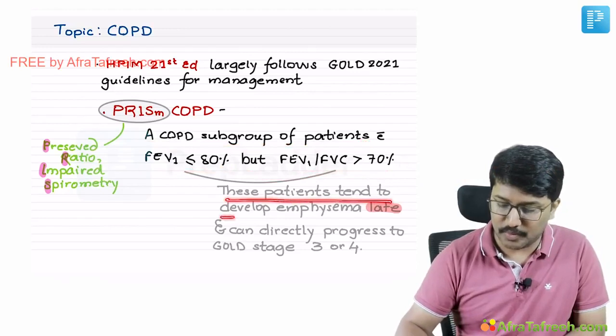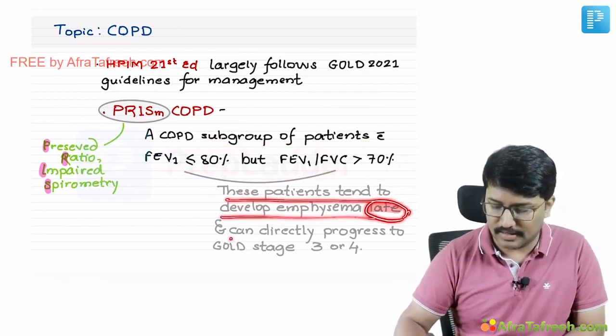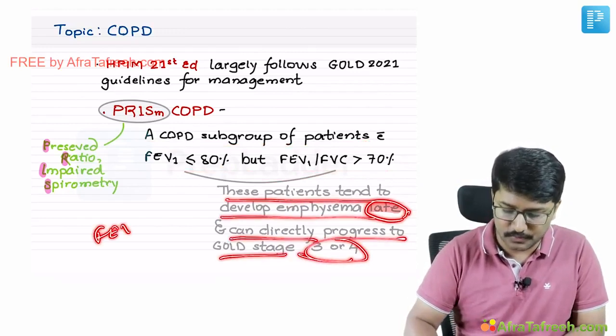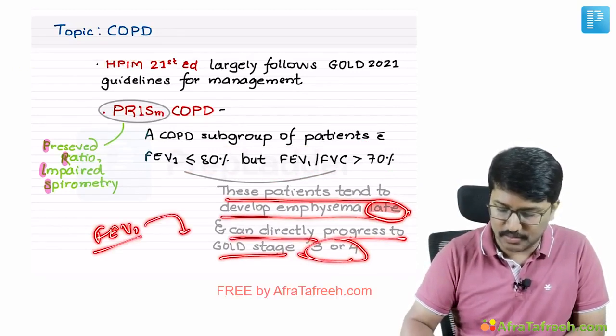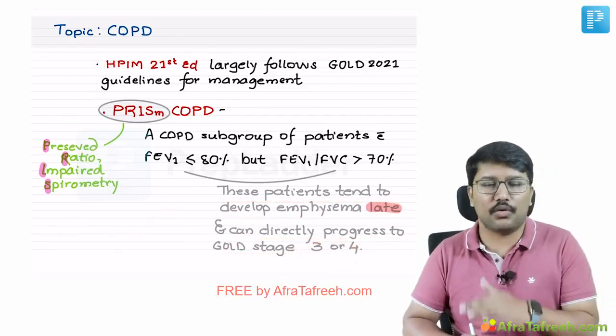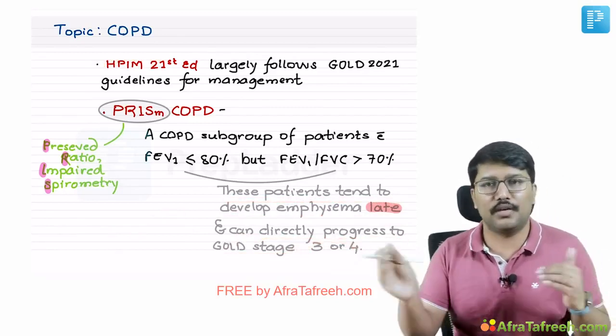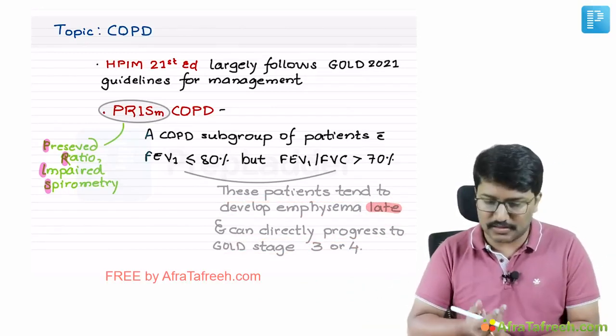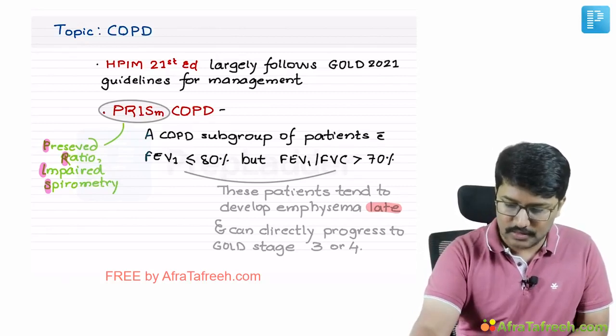These patients tend to develop emphysema late and can directly progress to GOLD stage 3 or 4 because FEV1 is reduced, and these patients might get catapulted into GOLD stage 3 or 4 rapidly. Instead of slowly progressing through GOLD stage 1, 2, 3, 4, they can rapidly progress to stage 3 or 4, right? Okay, so that's about the PRISm variant of COPD.